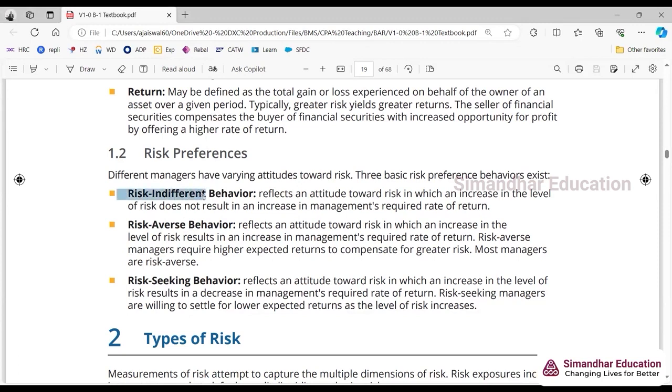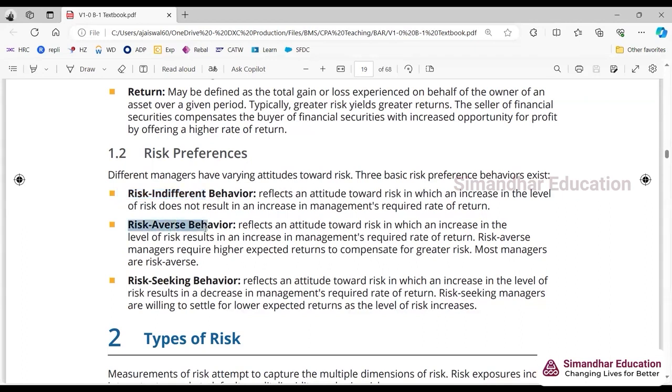Risk indifferent is an investor who does not care how much risk there is, whether higher or lower. They only focus on the performance, or the returns. Let's say two projects are there. One is giving 10% return, another is giving 12% return. They are not even going to look at how risky the second project is. So basically they are not going to look at risk adjusted returns. They only look at the returns standalone.